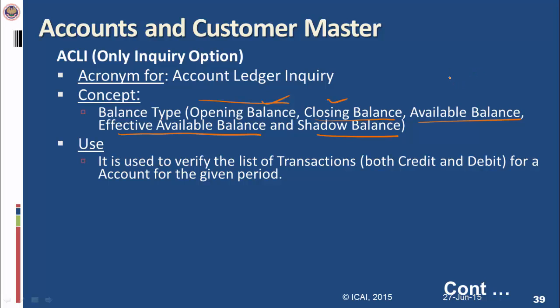the balance which is available, that is the current balance minus the lien amount, right? If any lien is marked, then it is reduced and an available balance is brought in. Effective balance means the available balance plus the amount in flexi fixed deposits, the linked deposits, right? And then comes the shadow balance, assuming that if all the clearing transactions are processed, then what will be the balance, right? So that is what the shadow balance is used for.